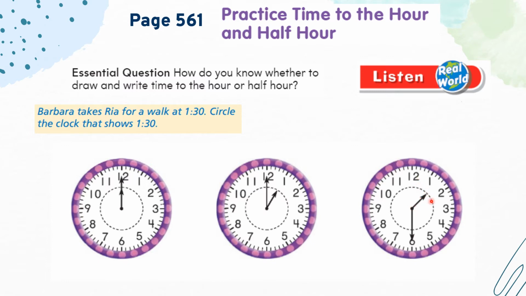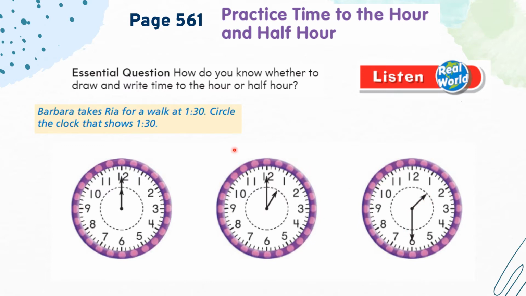Next we are going to look at the minute hand. Look at the minute hand here. It is all the way down to 6. It is pointing on 6. So if the minute hand is at 6, it means how many minutes have passed? It's 5, 10, 15, 20, 25, 30. And since the hour hand is after 1, it means it is 1:30.